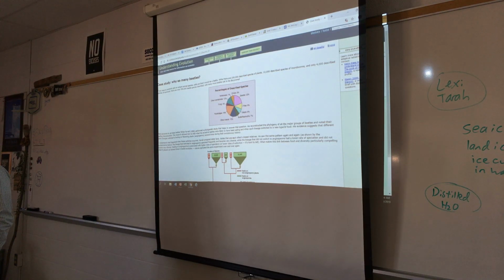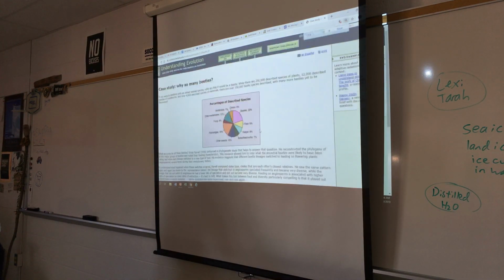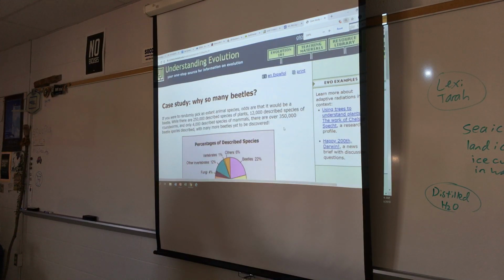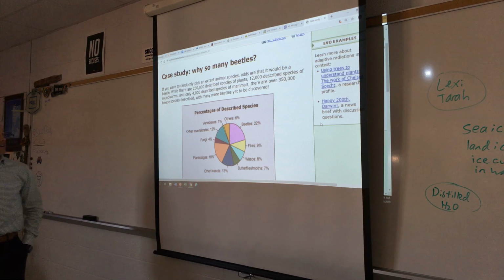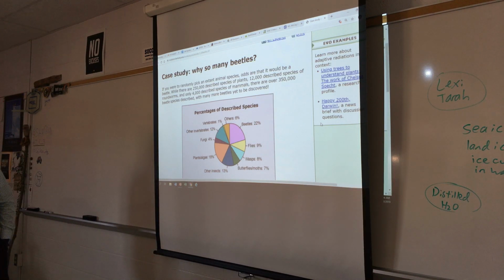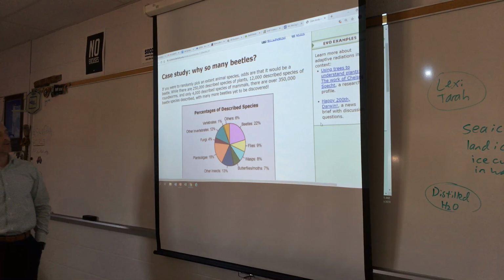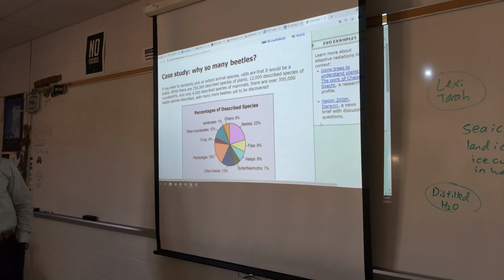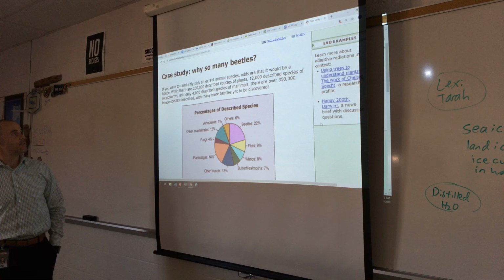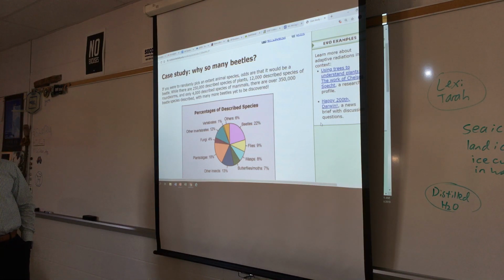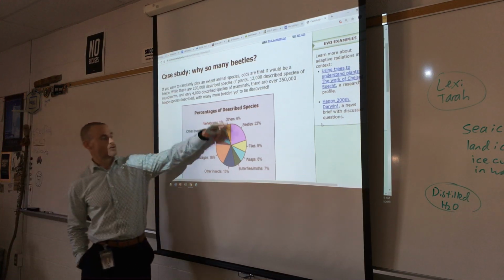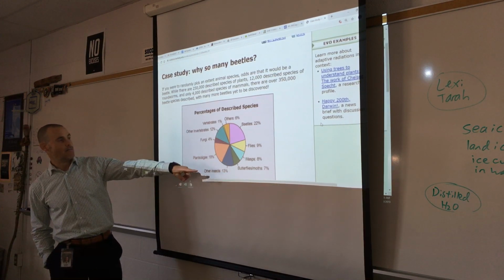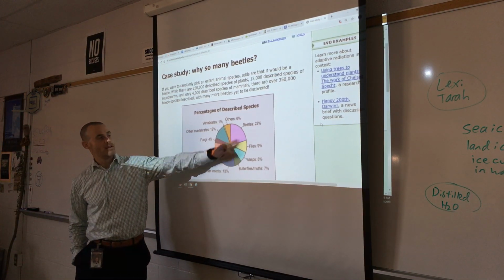All right. So look at this picture here. I'll zoom in. This image, in a case study here: randomly pick an extant animal species. Odds are that it would be a beetle. While there are 250,000 described species of plants, 12,000 described species of roundworms, 4,000 and so on. So if you look at this, percentages of described species, beetles are beating everybody else.